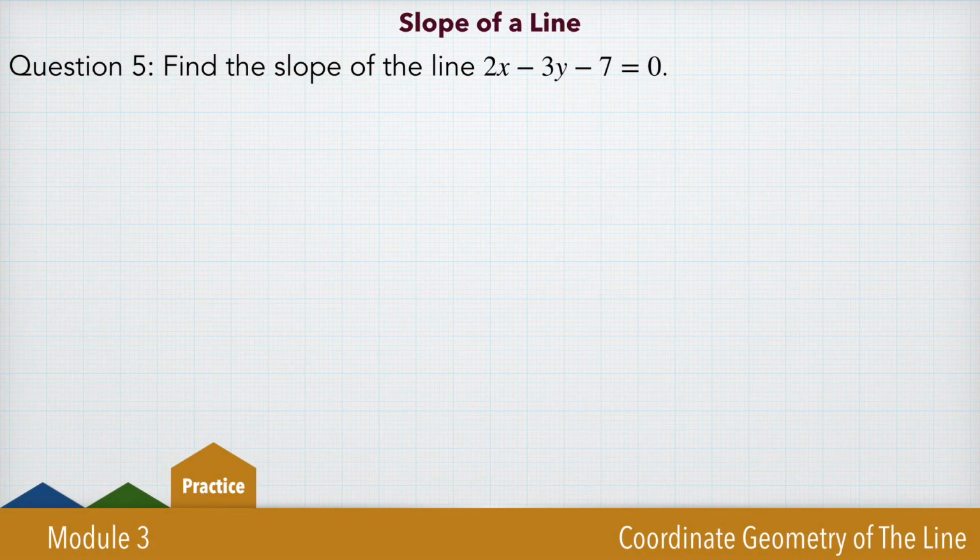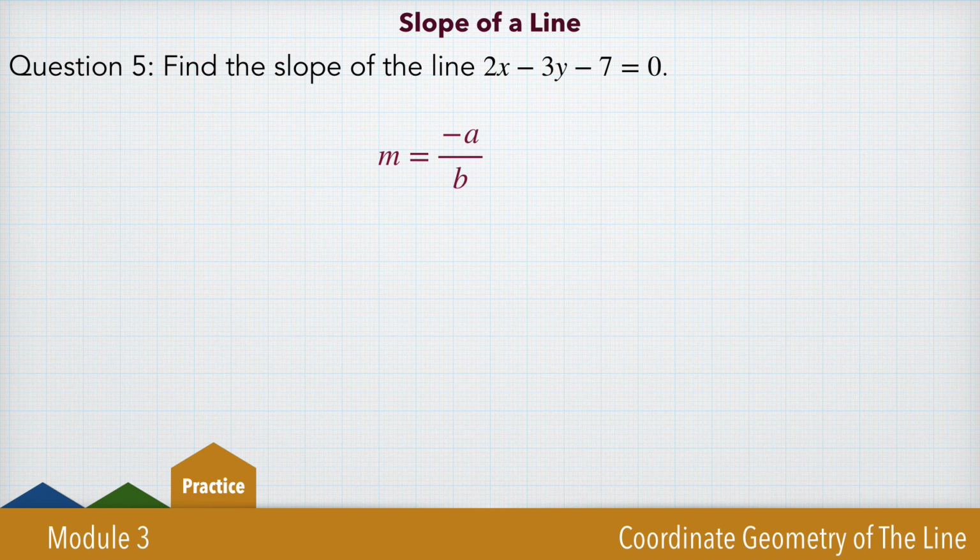In this question, we must find the slope of the line whose equation we are given. As we are given the equation in the form of ax plus by plus c, we can use the slope formula minus a over b, where a is the coefficient of x. In this equation, that is 2.